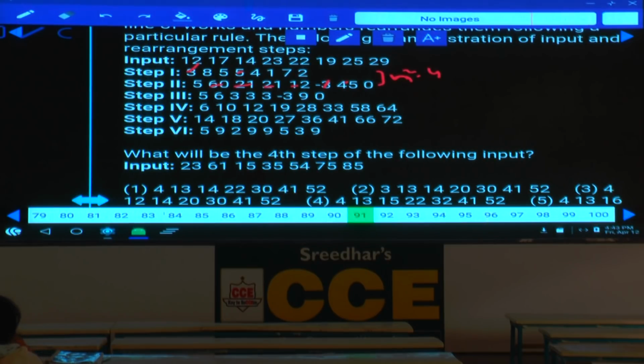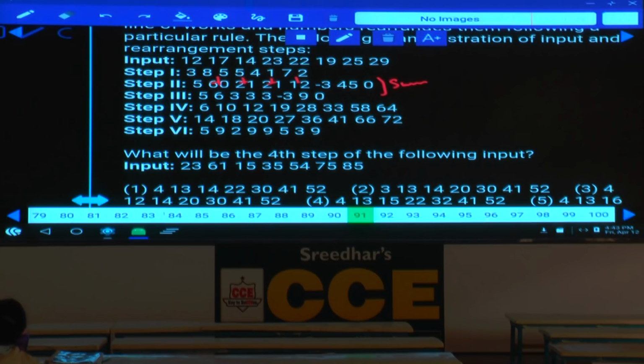Then again from step 2 to step 3, tell me what is the logic between step 2 and step 3. 5 again, the sum of the digits is 5. 6 plus 0 is 6. 2 plus 1 is 3. 2 plus 1 is 3. 1 plus 2 is 3. And so on. From step 2 to step 3, again the sum of the digits.